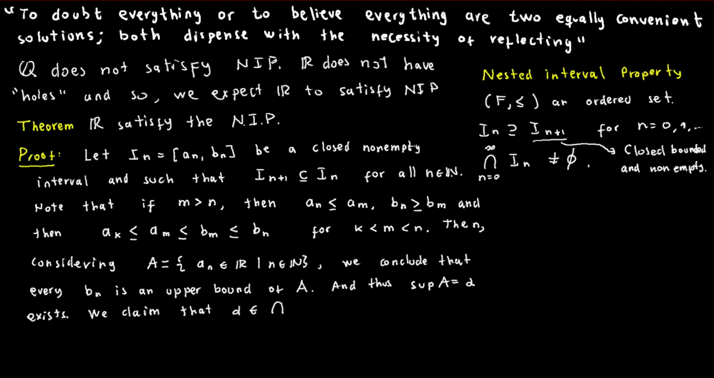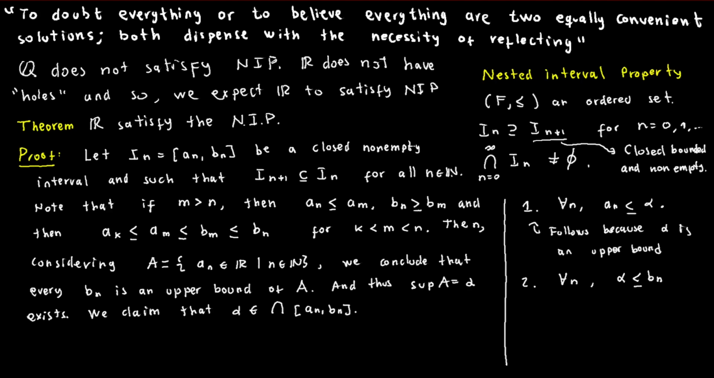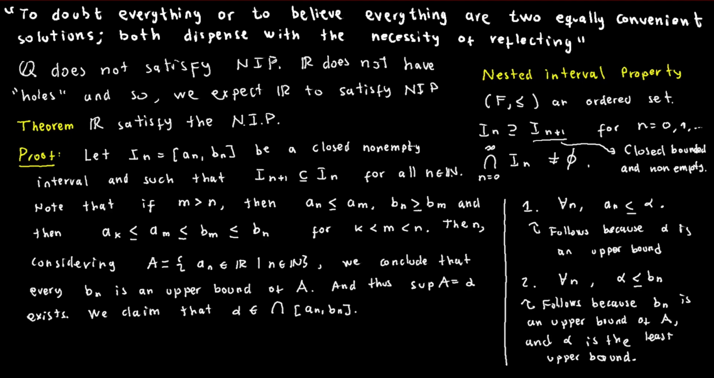To do so, we need to prove that alpha is greater than or equal to every a_n and less than or equal to every b_n. We know that alpha is larger than every a_n because it is an upper bound of A. Additionally, since every b_n is an upper bound of A and alpha is the least upper bound, it follows that alpha is less than or equal to every b_n. Therefore, alpha belongs to every interval in the sequence. This concludes our proof that the real numbers satisfy the nested interval property.